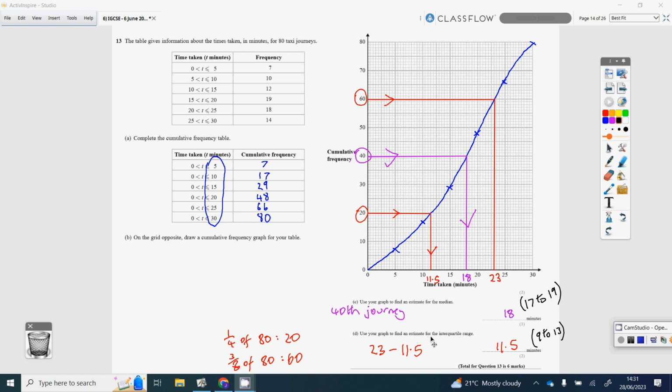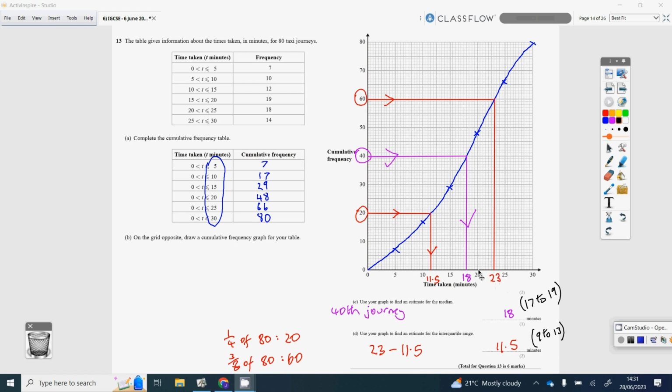Now use your graph to find an estimate for the interquartile range. Now this is the range between the quarter value and the 3/4 value. Now a quarter of 80 is 20. So here's my 20 in red. Go and take a reading. I've got 11.5. Now 3/4 of 80, 3 lots of 20 is 60. So go along, hit your curve with a horizontal line using your ruler. Go down and take a reading.